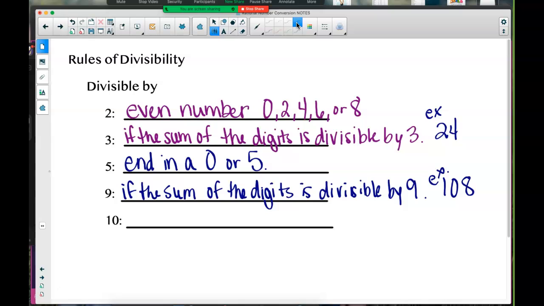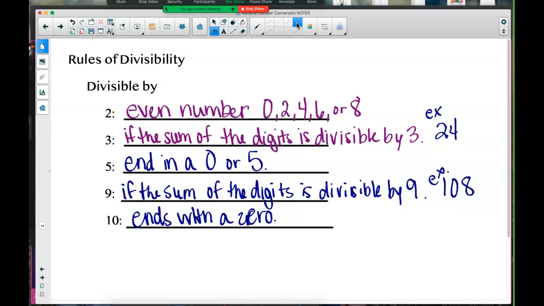How do you know if a number is divisible by 10? How do you know if you can divide by 10? What does it end in? 0, absolutely. It ends with a 0. Okay, so 10, 20, 30, 40, 50, 60, 100, 5,000, 900. If it ends in a 0, you can divide by 10.